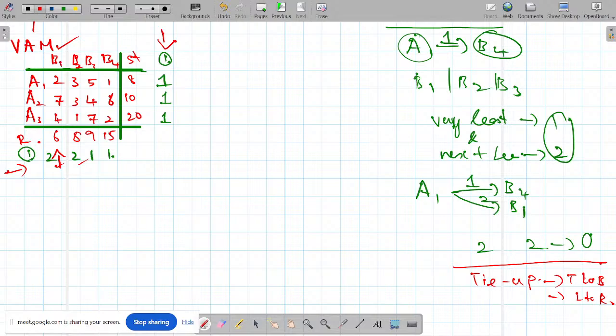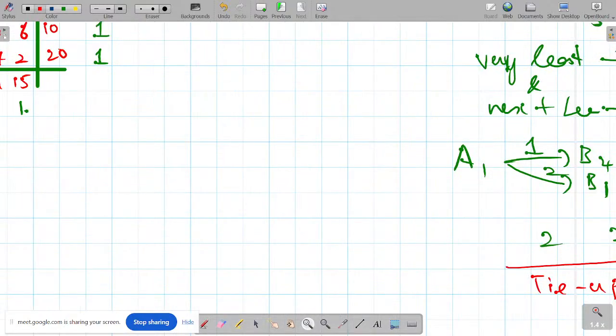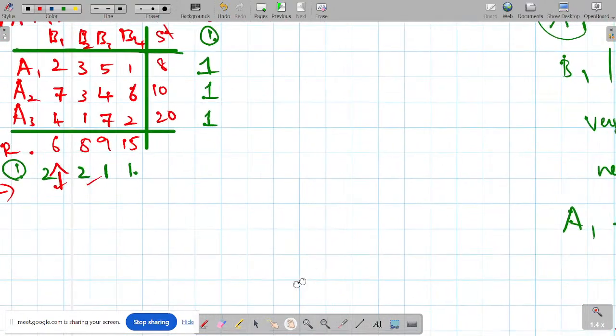When you focus on the unit, from A1 to B1 is 2, from A2 to B1 is 7, from A3 to B1 is 4. So ultimately what the unit will do, B1, the buyer, will buy from A1 because the cost is less. So he is going to buy in A1. Please try to understand, he is going to buy in A1.